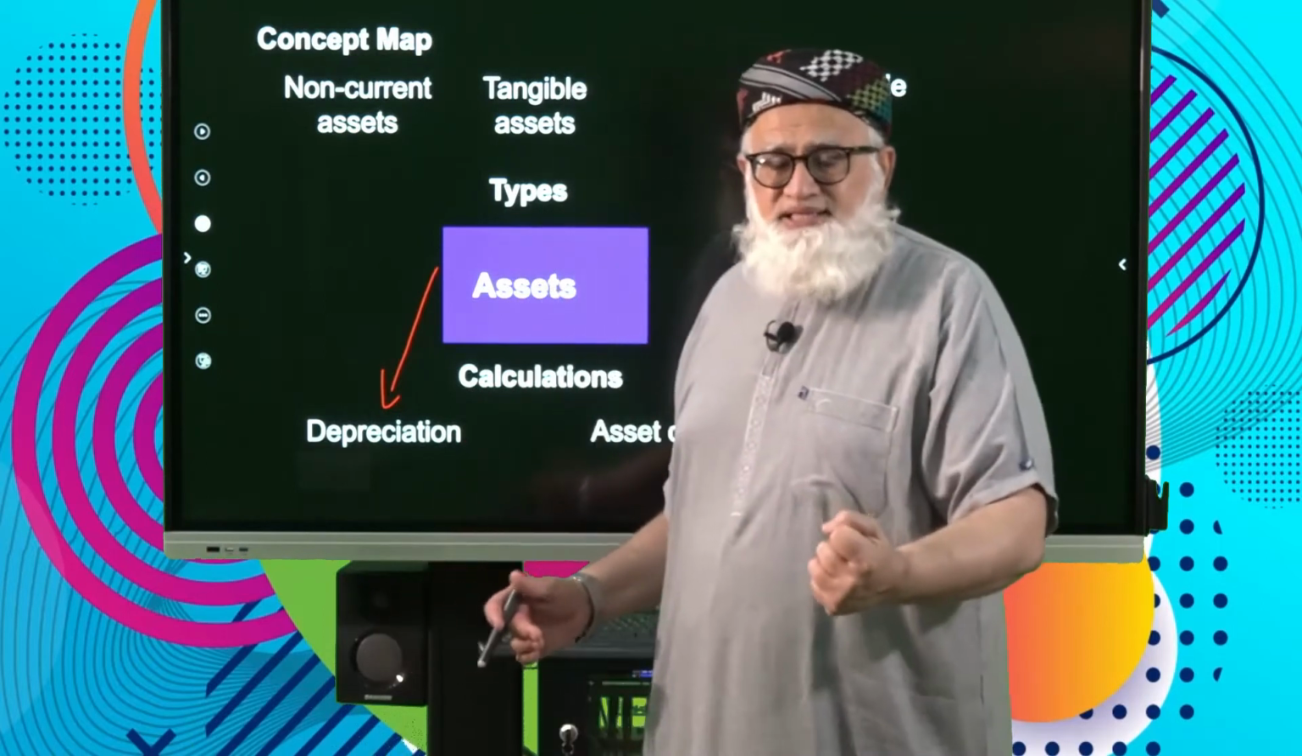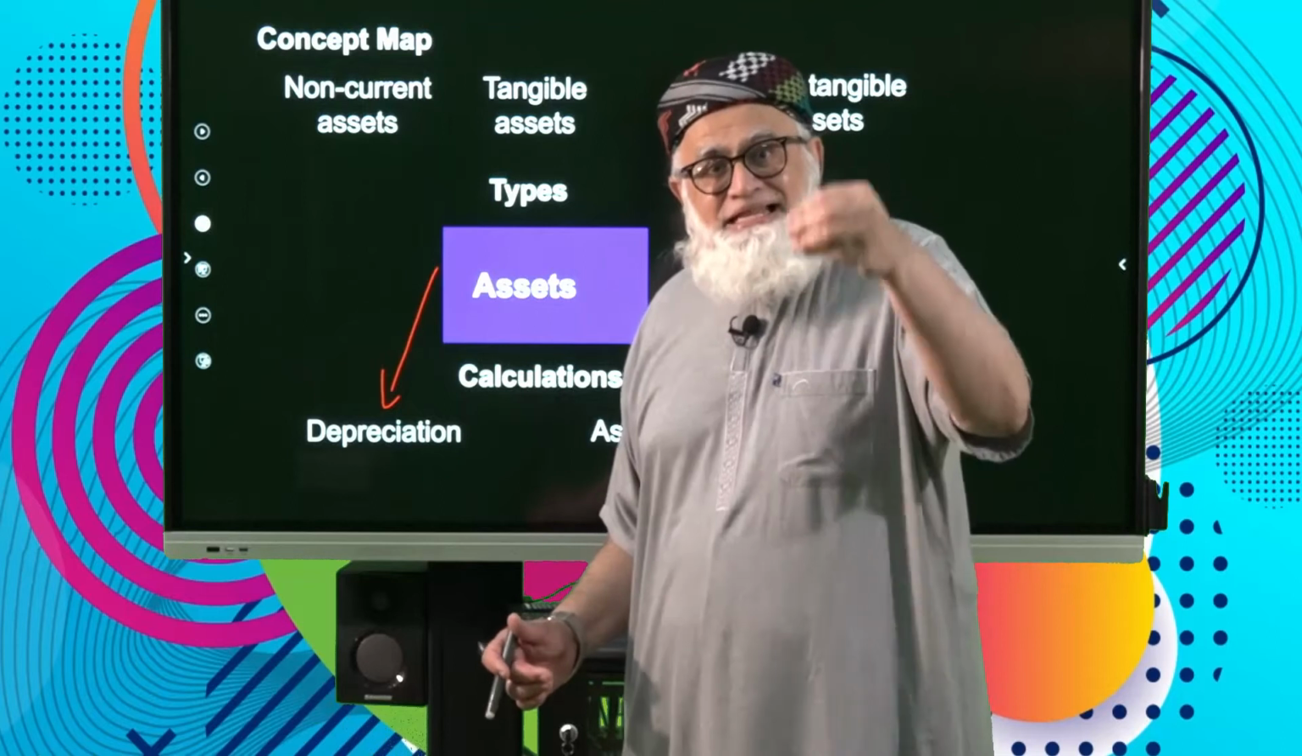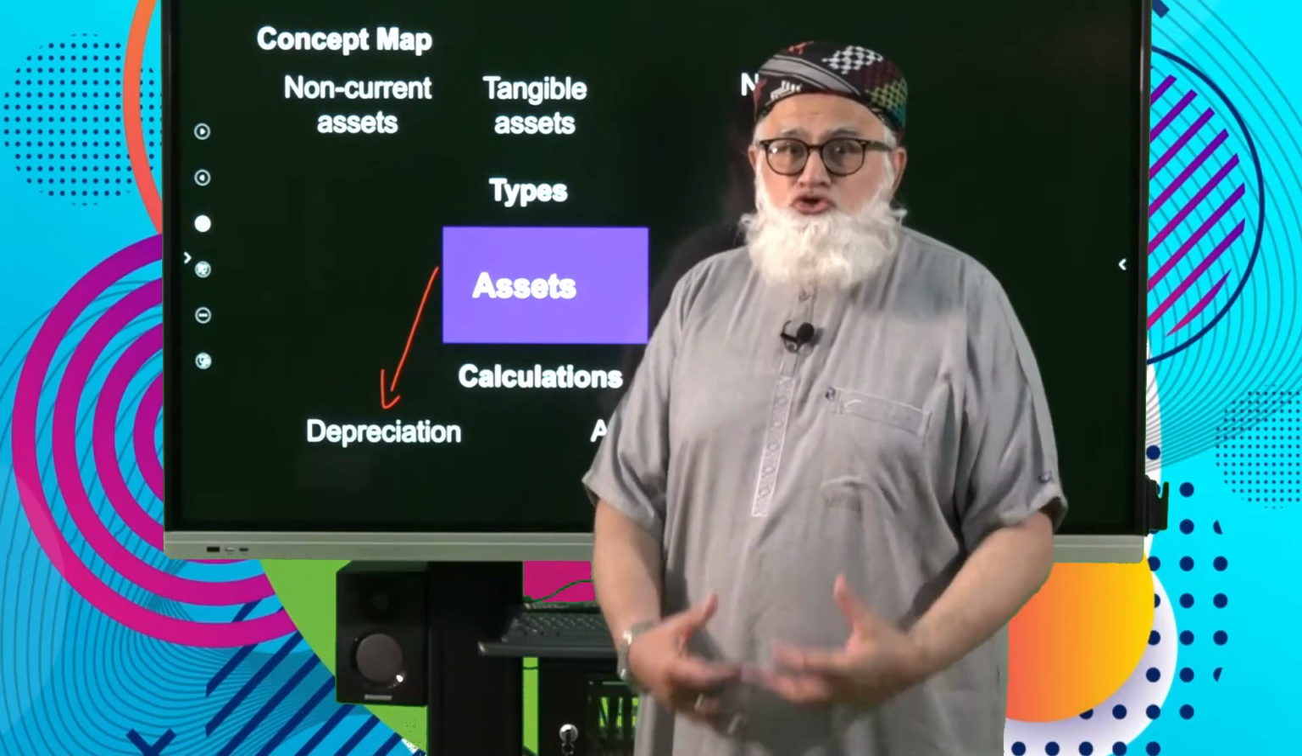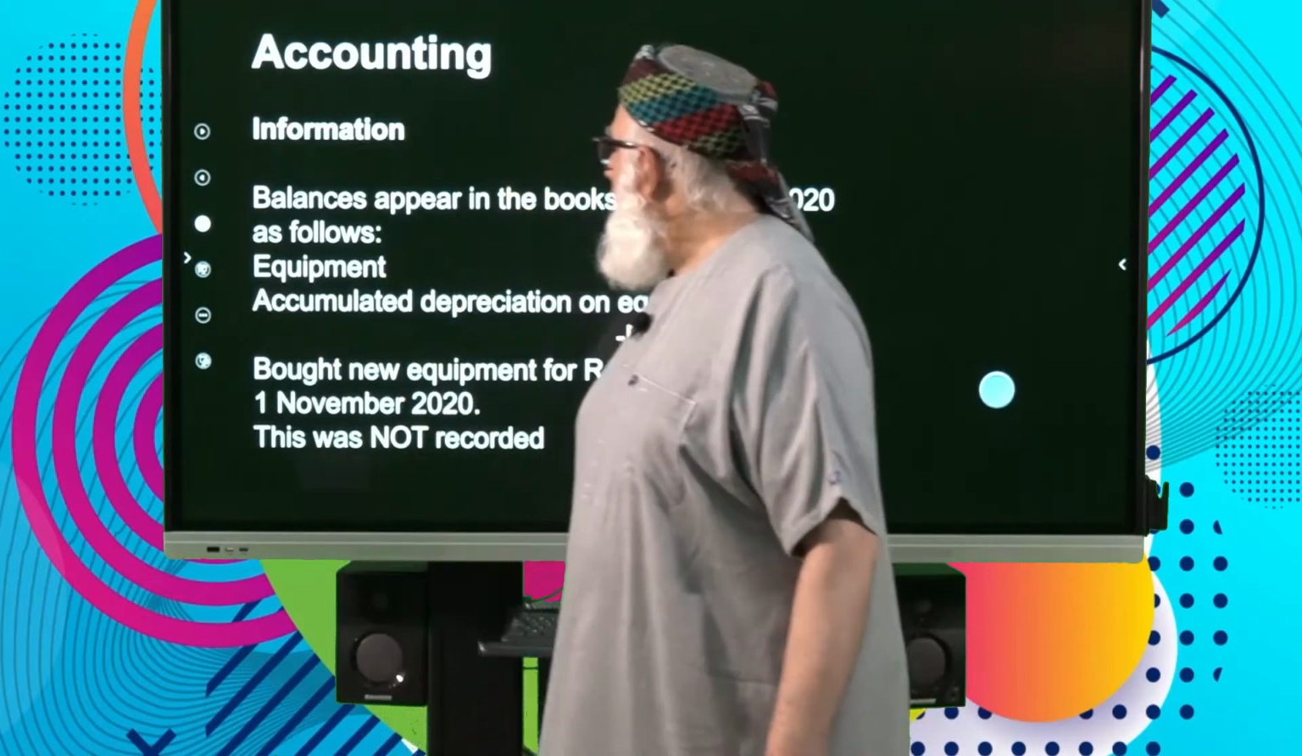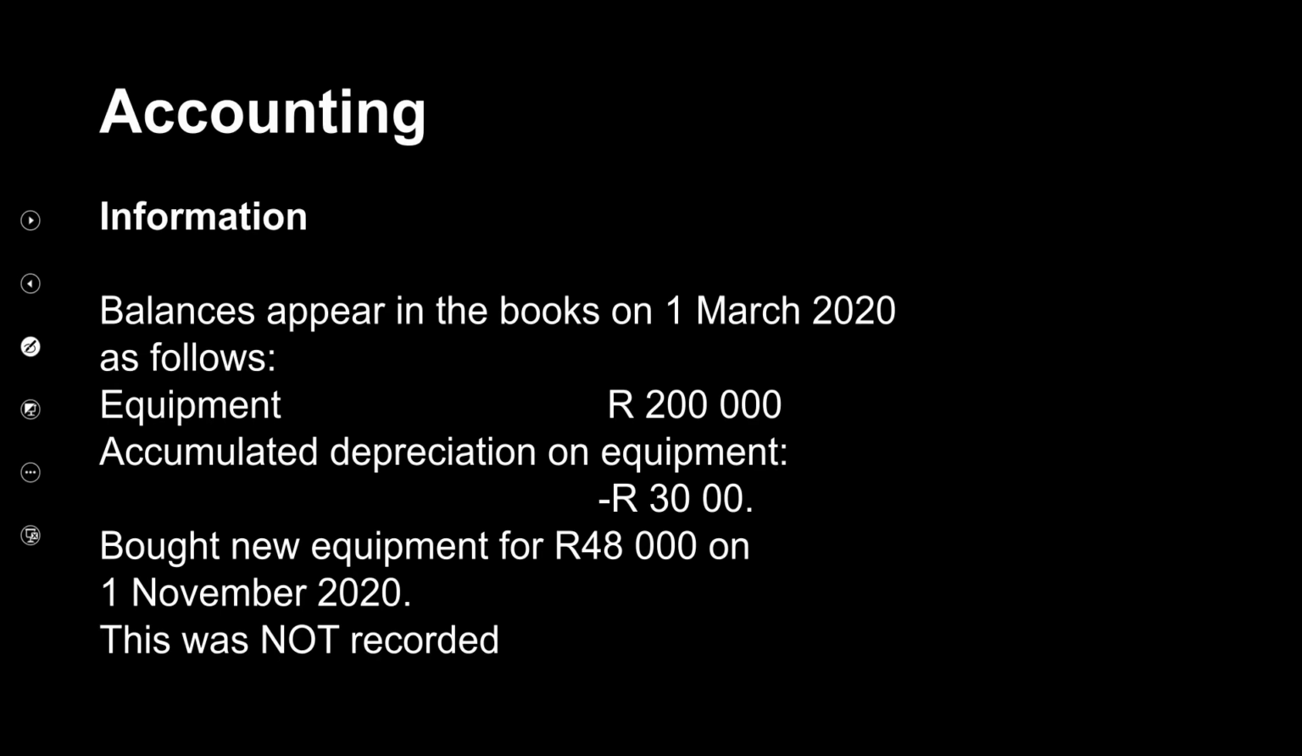Remember also that when you're dealing with assets, understand that the assets are important, they're an integral part of any business, because the assets are used to generate returns. Okay, now let's look at this information that we have here. It says here that in the books on the 1st of March 2020, you've got equipment at 200,000. Accumulated depreciation is 30,000, right? We bought new equipment for 48,000 on the 1st of November. This was not recorded. Very, very important, right? Remember what I always say, RTFQ, read the full question. Right, so if you had equipment to the value of 200,000, and you bought new equipment for 48,000 on the 1st of November 2020, let us now do our calculations.